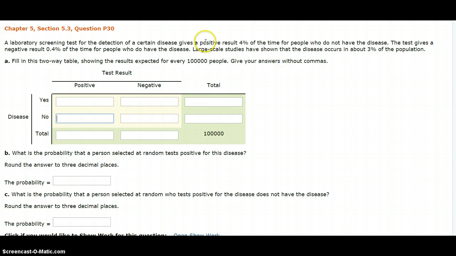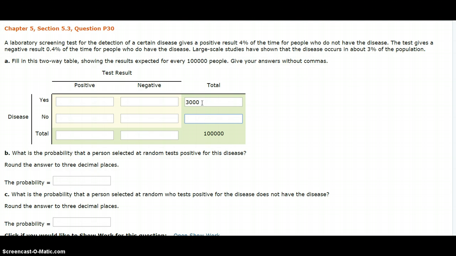We need something that's going to use this 100,000. And the only thing that we're given that uses that 100,000 is this 3% right here. So we know that 3% of the population has the disease. In other words, 3% of this 100,000 will have the disease. So what is 3% of 100,000? 0.03 times 100,000, and you should get 3,000. So that's the total amount of people with the disease. So I'm going to go ahead and fill that in.